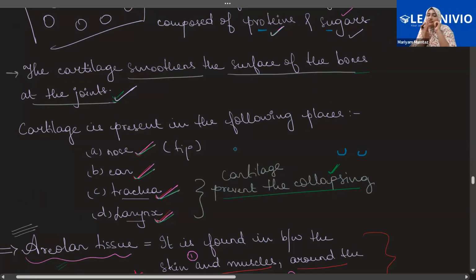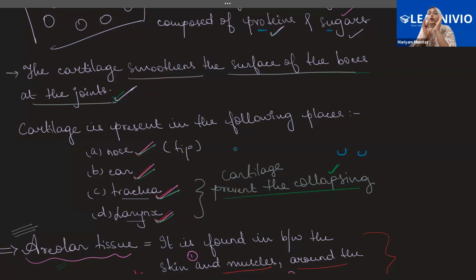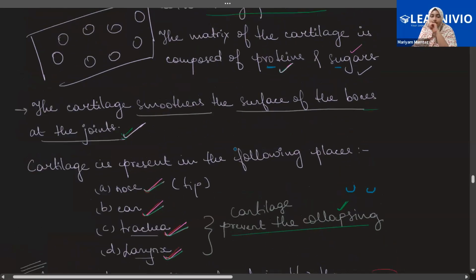Why? So that the trachea and the larynx do not collapse. They do not stick to each other. The rings keep them in a perfect shape. Clear, students?